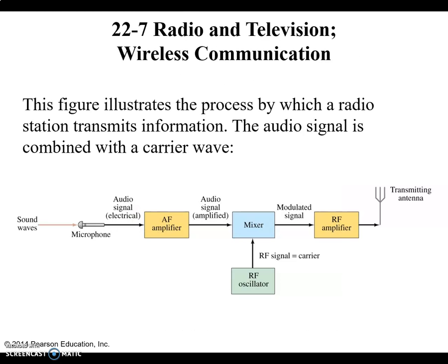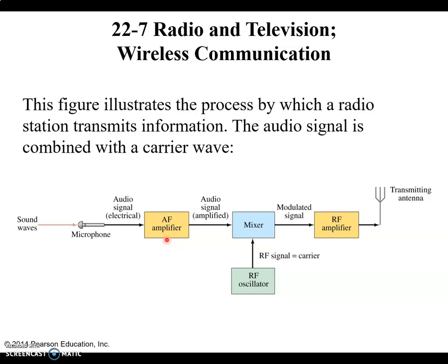All right, so we're going to start off by creating a sound. So say someone is singing into a microphone. Well, the microphone, which has a capacitor in there, has a little diaphragm, and the diaphragm vibrates, produces an electrical signal that is then sent to an audio frequency amplifier. AF means audio frequency.